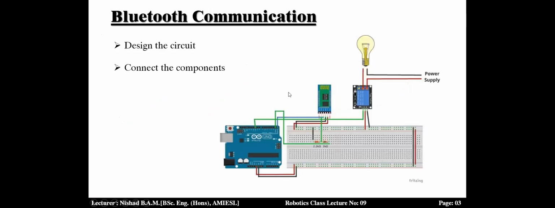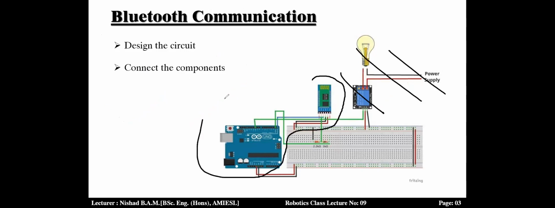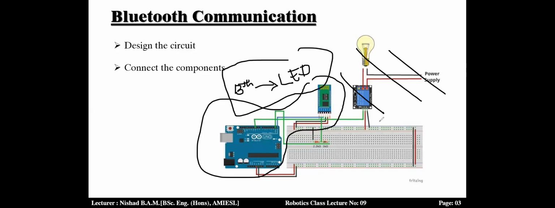So this is the circuit. You can simply take off all these things, but you can connect the Bluetooth module and the Arduino. These two components are enough, because Arduino's 13th pin has an inbuilt LED bulb. By pressing the button, you can set it up. So this is very simple.